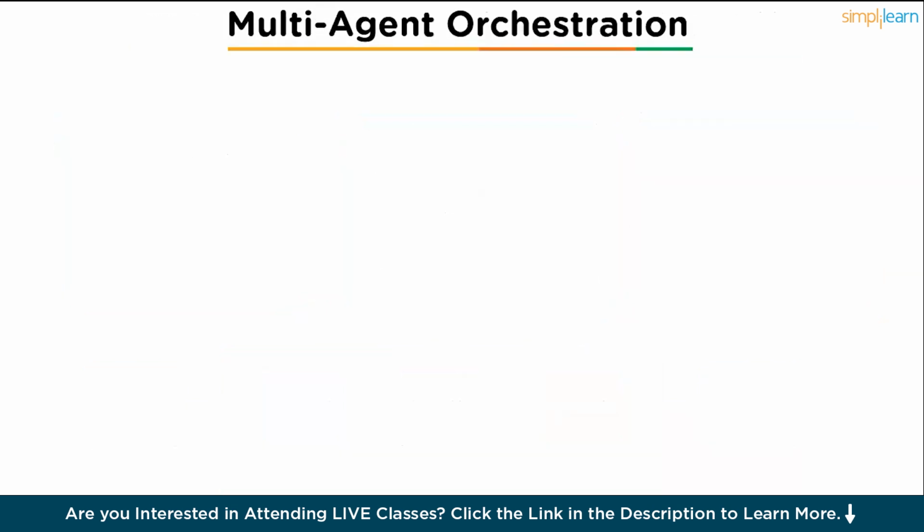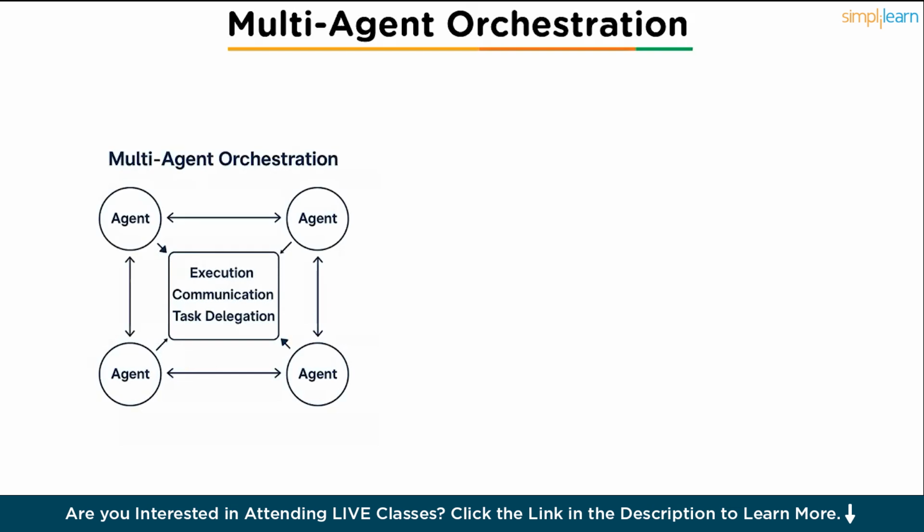Let's see what multi-agent orchestration is. Multi-agent orchestration involves coordinating multiple agents to work collaboratively on a complex task. This approach enables seamless execution and distribution of intelligence, ensuring efficiency and scalability.